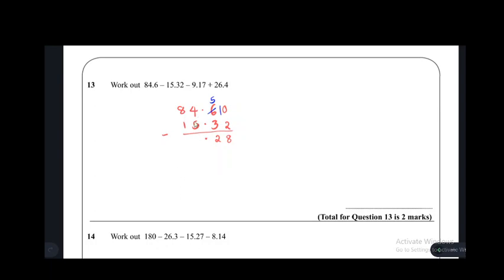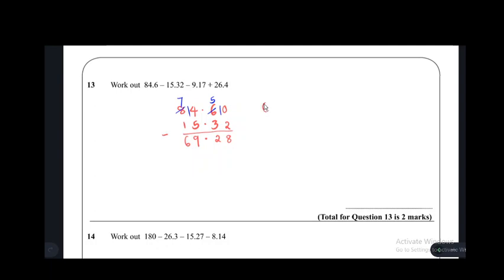4 take away 5. 4 is smaller than 5, so I'm gonna have to borrow from the next number. So if I borrow 1 from here, I remain with 7, and here I remain with 14. So 14 take away 5 gives me a 9. 7 take away 1 gives me a 6. Now we go to the next one.